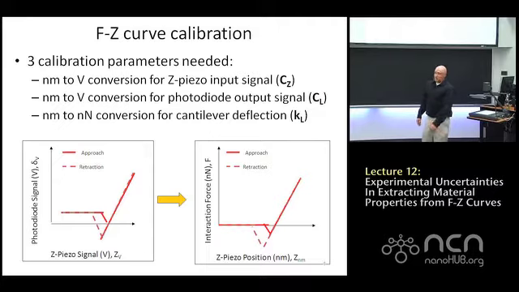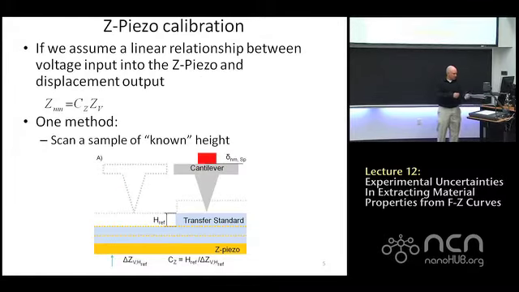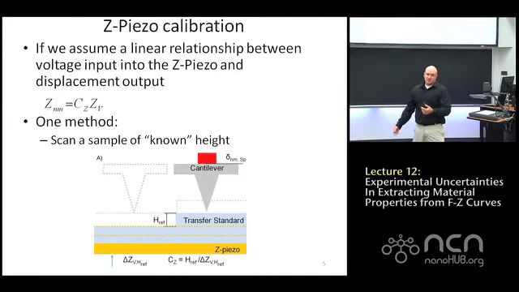Initially, we start out with our curve in volts per volt, and we want to go to nanonewtons per nanometer. So I'm going to walk you through one method of doing this. First, the Z piezo calibration. What we can assume is that the relationship between voltage input to the Z piezo and displacement is linear. If we do that, we simply define a calibration: Z in nanometers equals a constant times Z in volts. And so we need to find this constant.